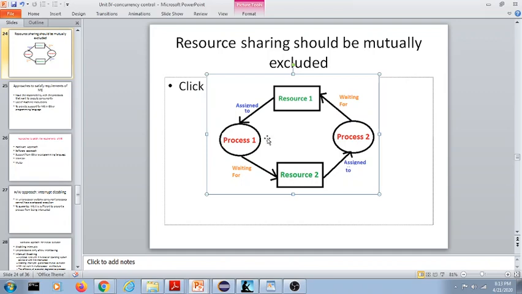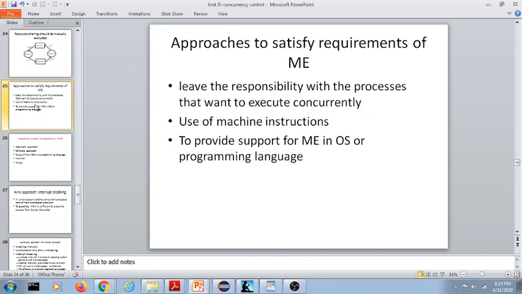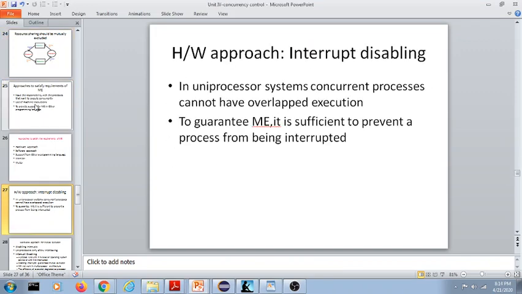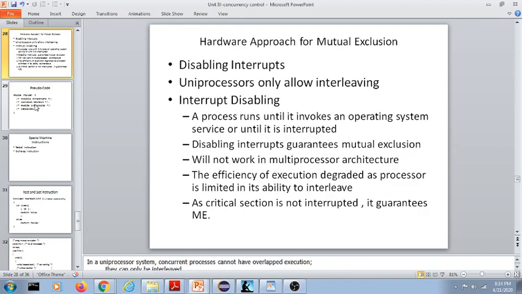And if the interrupts are disabled, then what will happen? None of the processes can interrupt this process P1 now. So that is your hardware approach for mutual exclusion. That is one of the hardware approaches, by using the disabling of interrupts. So it works only for uniprocessor environments.